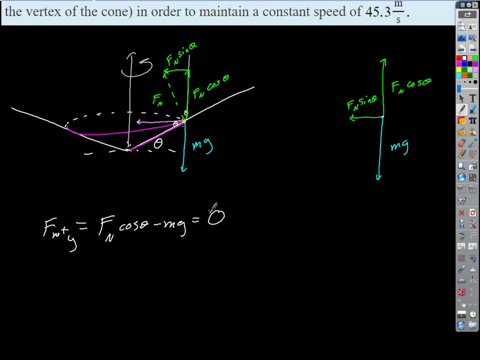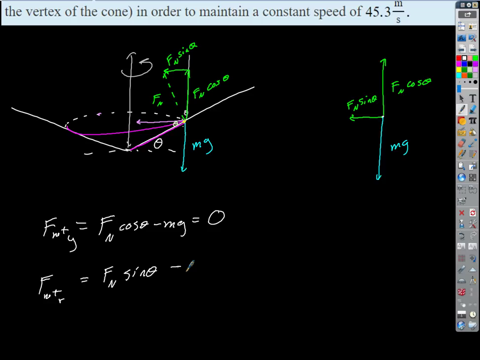The other one's pretty boring. What's the net centripetal force equal to? Fn sine theta, right? So the centripetal, which I'm just going to call sub r, I guess, doesn't matter, that's equal to normal force sine theta. And what's that equal to?